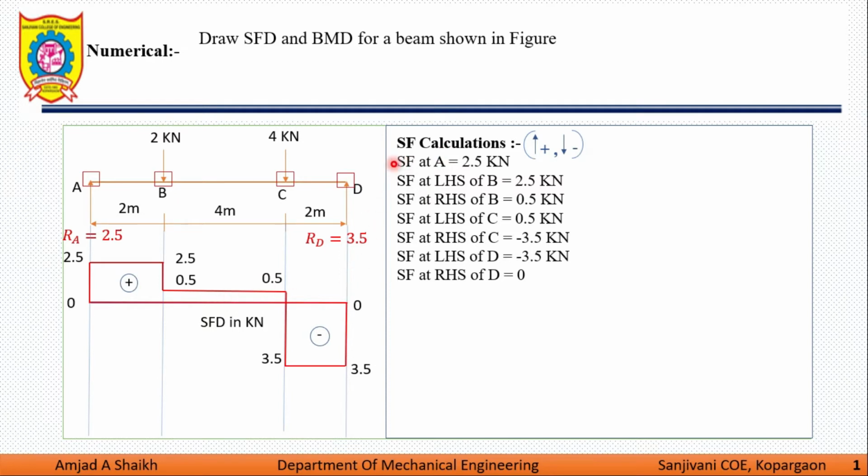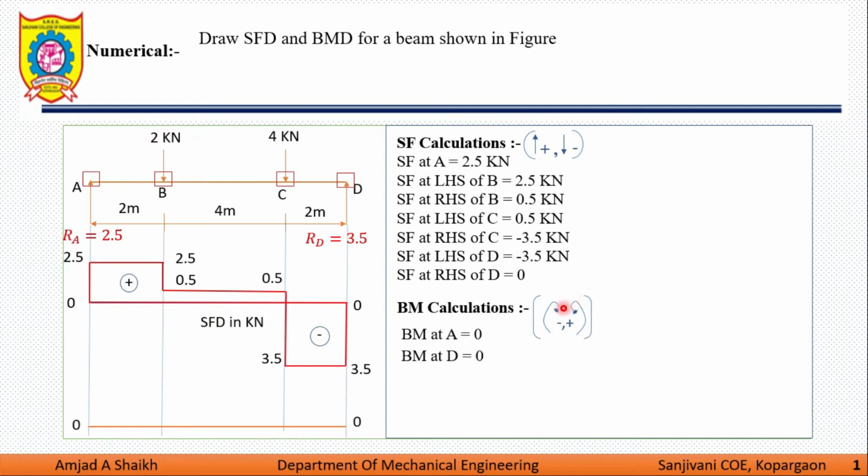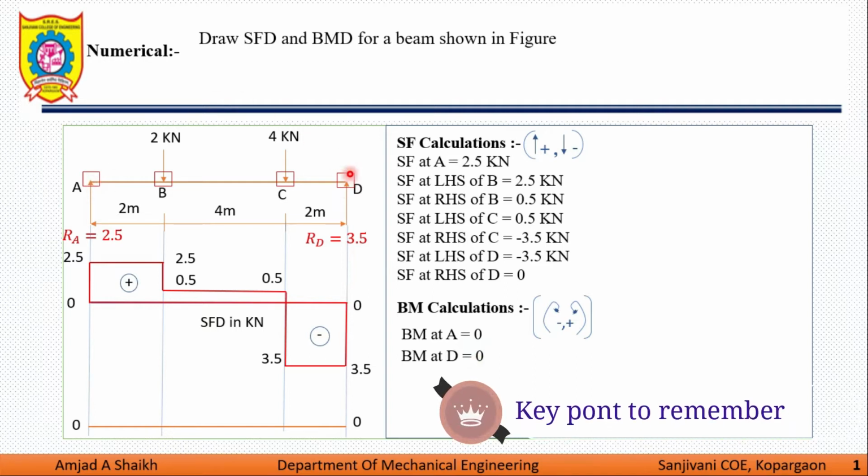After this, we are moving to the bending moment diagram. This line represents zero bending moment. For bending moment calculation, clockwise moment is negative and anti-clockwise moment is positive. So bending moment at A and D are 0 because at points A and D, supports are there. This support resists the bending moment. So bending moment at a support is always zero.